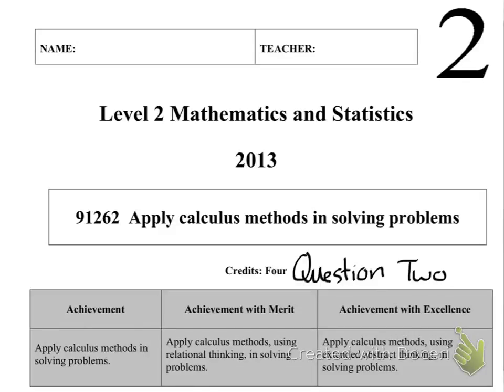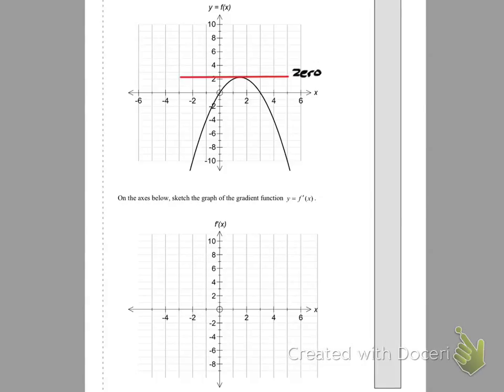Question 2. Here we're asked to do the gradient function. So have a look at the turning point. The gradient at the turning point is 0. So right below where it crosses, you put a cross on 0.